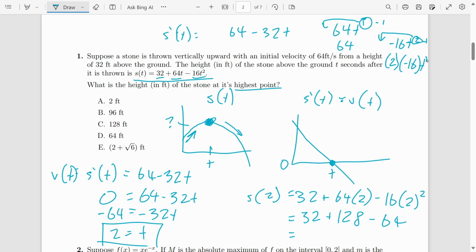And then solving this, we get 32 minus 64 is negative 32. 128 minus 32 is 96. So 96 feet. So that means that 2 seconds after you throw it, the stone is going to be 96 feet in the air, and that's going to be its peak here. That's going to be the highest height that the stone will reach.